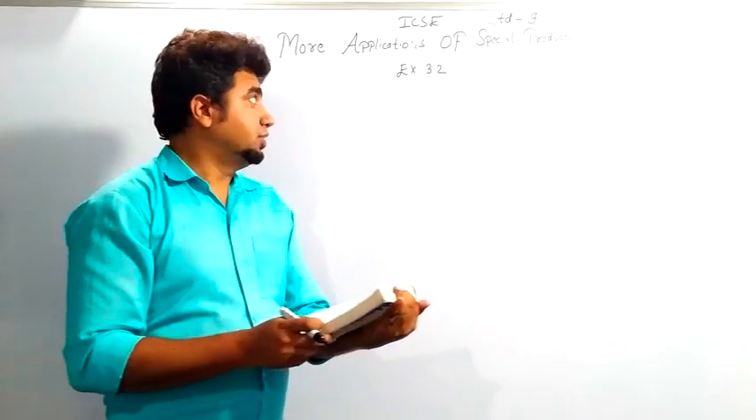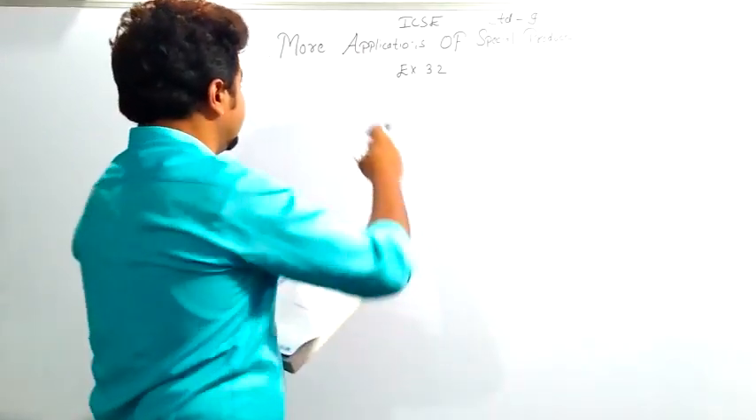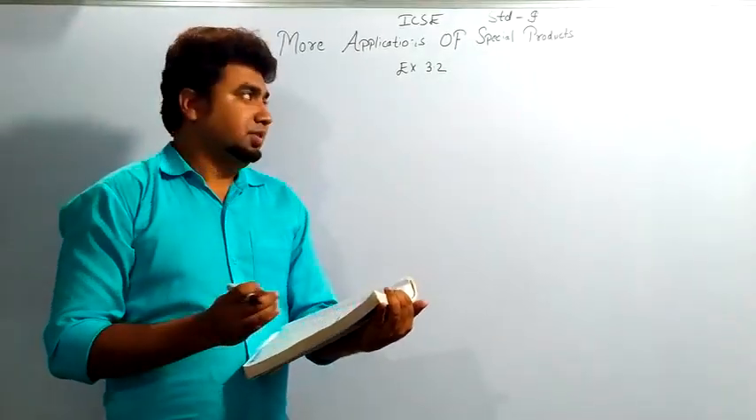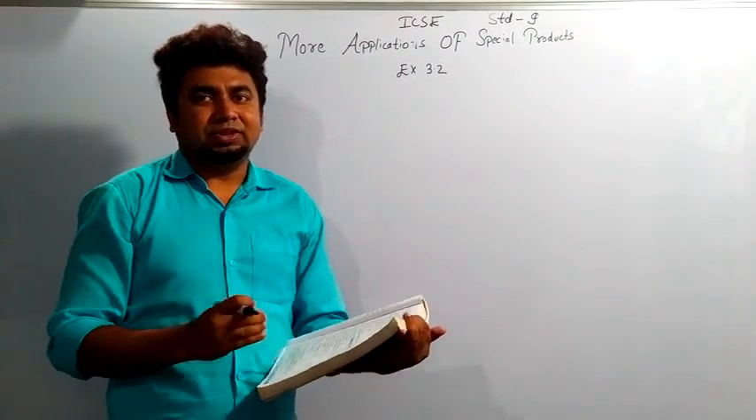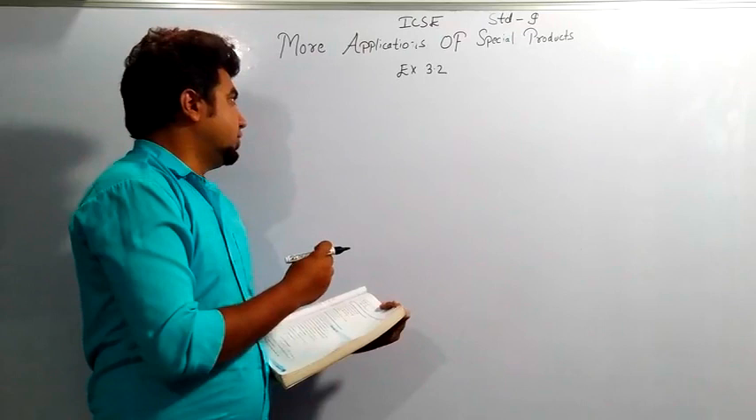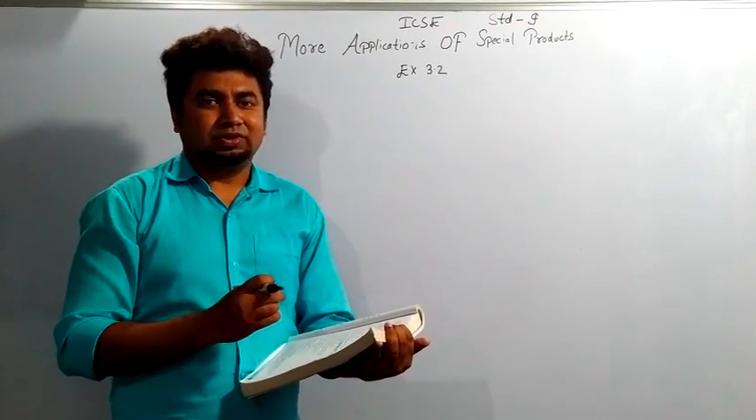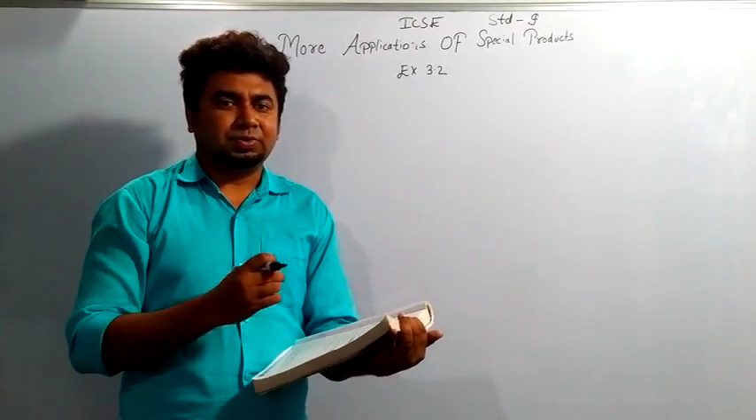So we are going to start with exercise 3.2. In exercise 3.2, that is more applications of special products. It means recognizing what the uses and applications of special products are, how we are using those products or formulas with respect to values, and how we'll be calculating with respect to values.